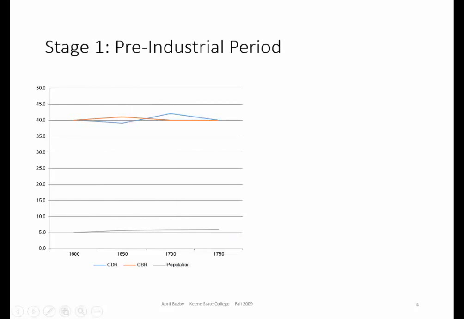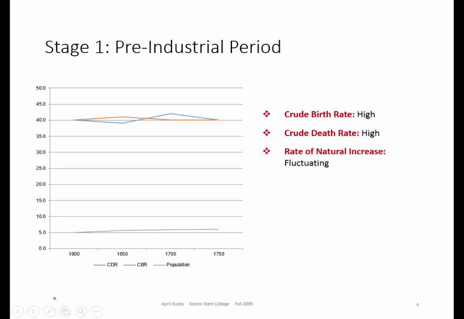Okay, stage 1 is the pre-industrial period. You can see the crude death rate. You can see the crude birth rate in red, and you can see the population at the bottom in gray, low and stable. The crude birth rate is high. The crude death rate is also high, so they cancel each other out. The rate of increase fluctuates, but it's basically less than 1%.